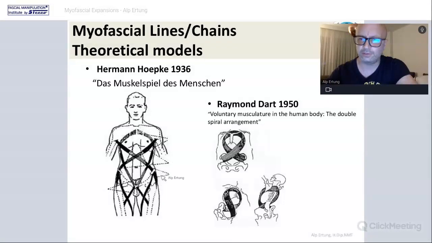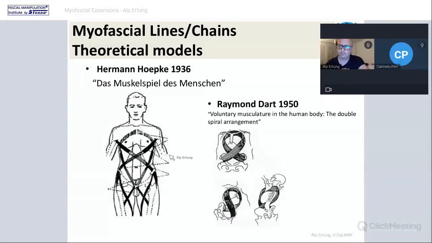Can you see my pointer in the chat part? Can you write if you can see? Or Carmelo, can you tell me if you can see it? Yes, I see. Okay, great, thank you.